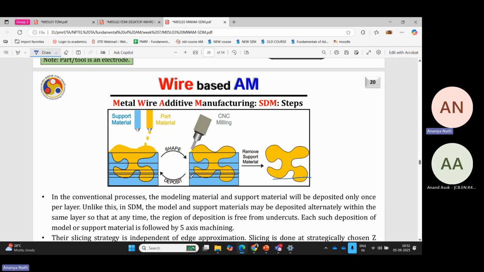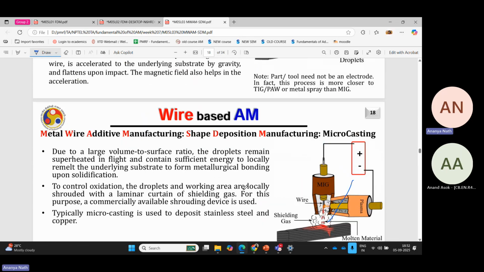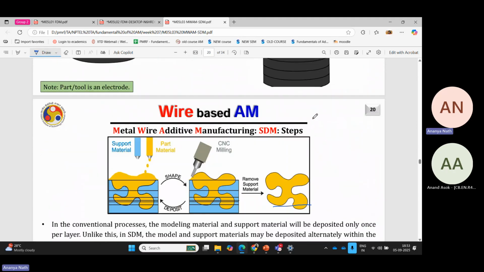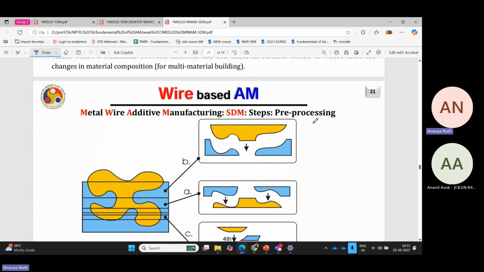So you have to decide that first the blue will get deposited, then you are coming with the yellow part, and the yellow is depositing. Now again here the blue got deposited, then the yellow, then the blue, then yellow, then blue. This is how shape deposition manufacturing works. Again, it's not a very common process.